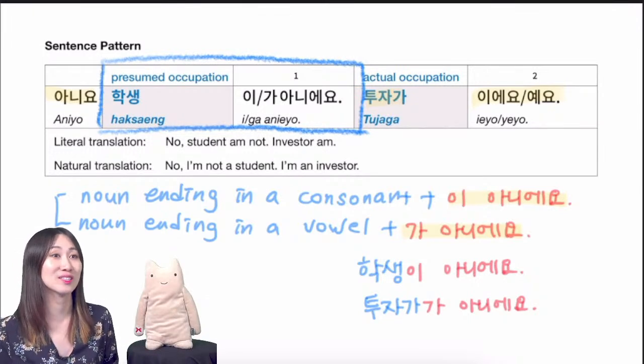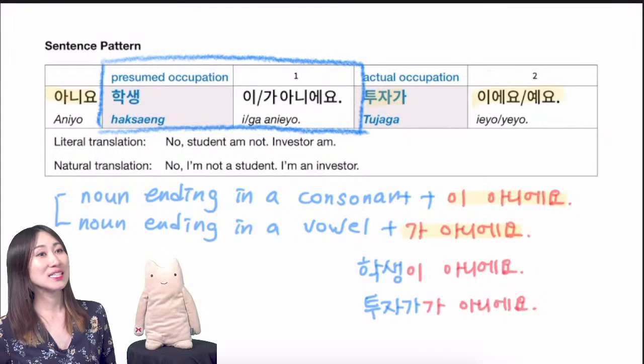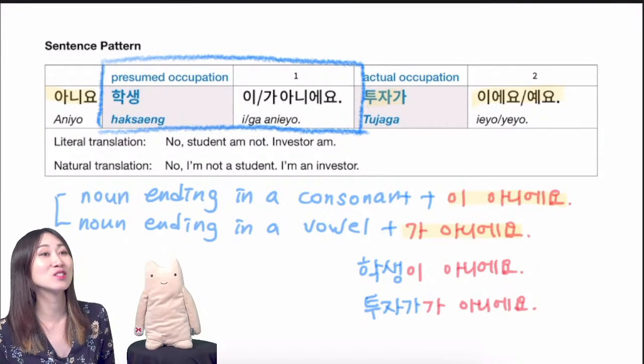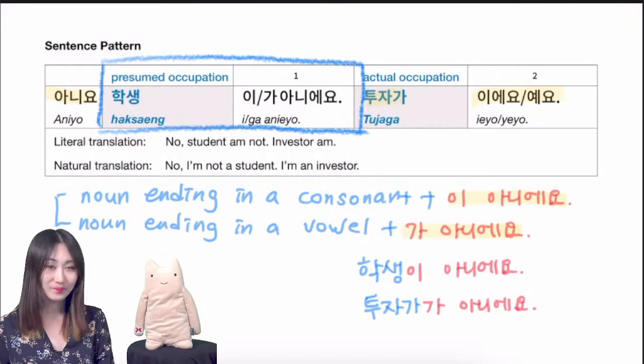Okay, why is it not 아니에요 since 아니 ends in a vowel? That's a very good question.